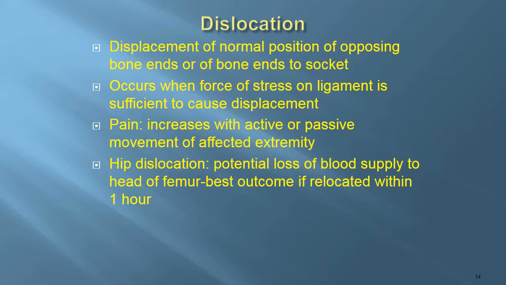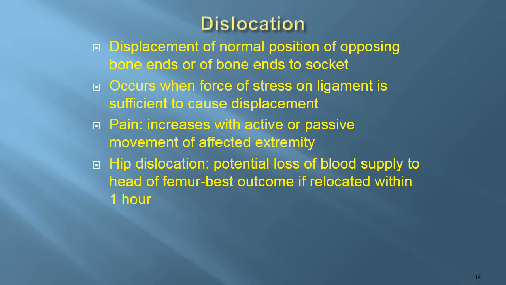Dislocation is a displacement of the normal position of opposing bone ends, or of bone ends to the socket. It occurs when the force of stress on the ligament is sufficient to cause displacement. Pain increases with active or passive movement of the affected extremity. With hip dislocation, there is a potential loss of blood supply to the head of the femur. The best outcome occurs if the bone is relocated within 1 hour.